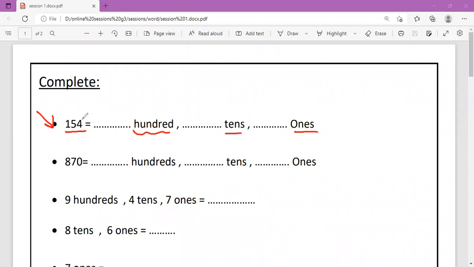As we know, the value of each digit, we have 4 in ones, 5 in tens, and 1 in hundreds. Okay, so which digit is in the hundreds place? 1 in hundreds. What about tens? We have 5 in tens. What about ones? We have 4 in ones.